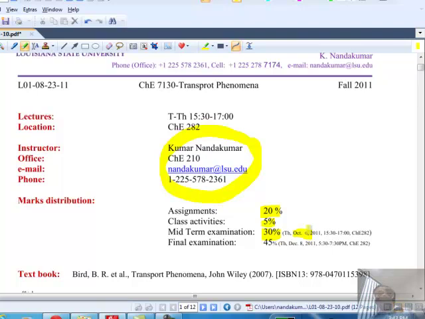And then there will be a final exam, which is set by the university, and that is scheduled for December 8th, and that'll be a two-hour exam, starting at 5:30 p.m. to 7:30 p.m., and it'll also be held in this room.